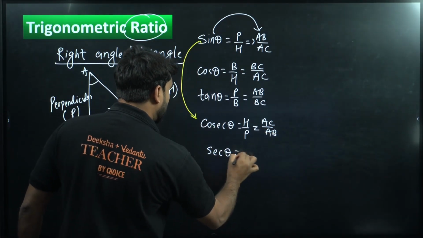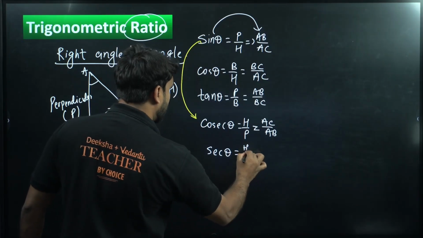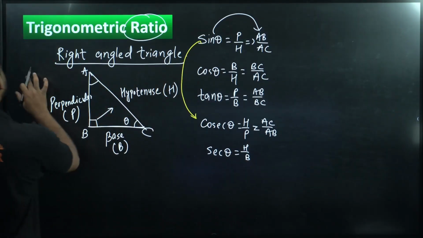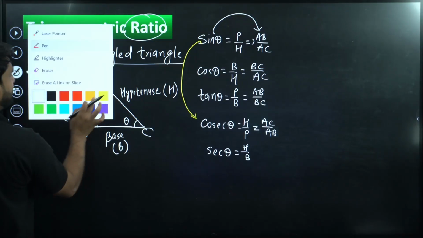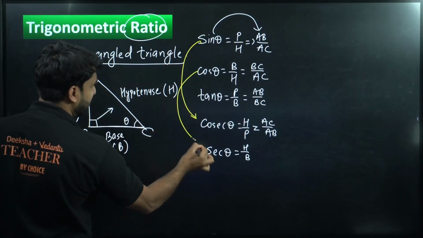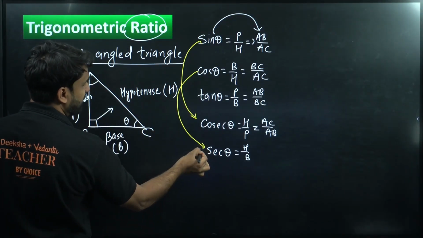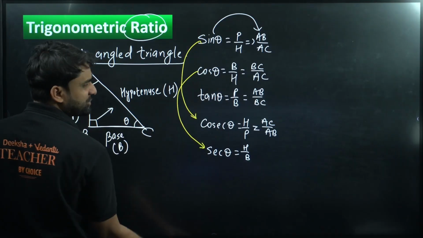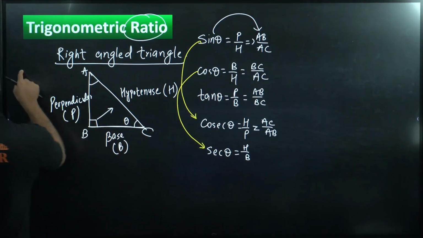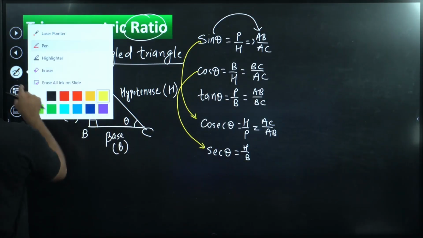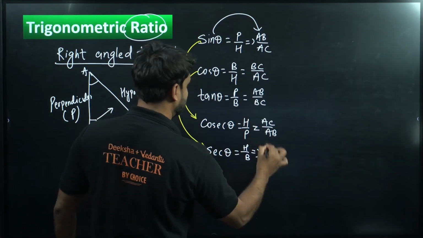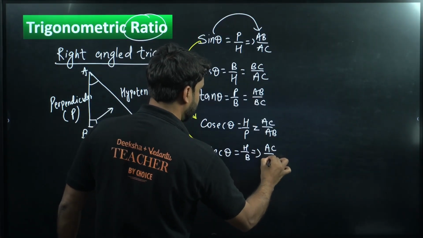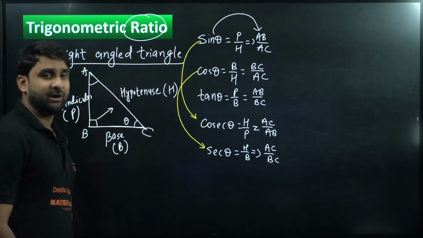Similarly, after cosec, sec comes up. So sec theta will be hypotenuse by base. Why? Because sec theta is the reciprocal of cos theta. Here you can see cos theta is B by H, so this will become H by B. So what will be the result? The result will be H by B. So we can write AC by BC. I hope this is clear to you all.